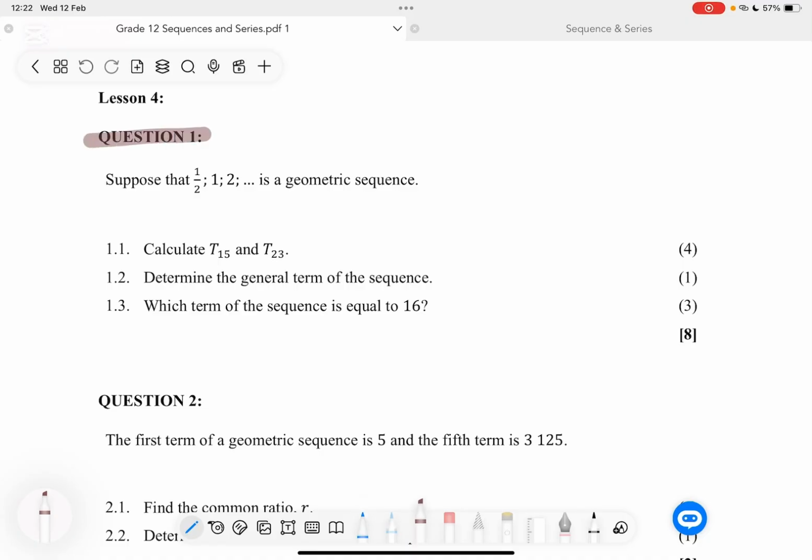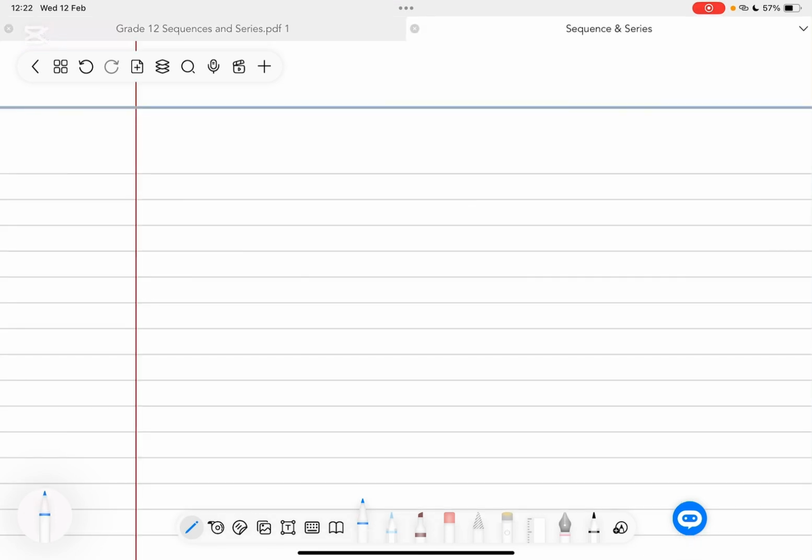Question 1 follows directly from our lesson on geometric sequences. This question reads as follows. It says that suppose that 1 over 2, 1, 2, and so on is a geometric sequence. So they're saying this sequence here is a geometric sequence. We are told we are given a geometric sequence defined by 1 over 2, 1, and 2, and we can see that this is an infinite sequence because it continues, it doesn't stop at 2.